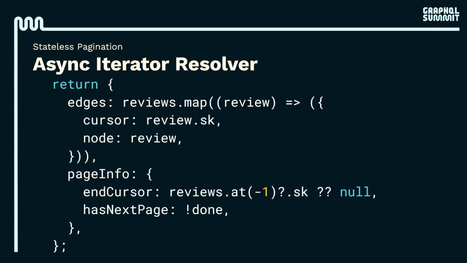And then moving on to the return value, we can see where that's utilized. The edges is just a mapping of our reviews, and the page info stores the cursor for that last element in the array. And then the done Boolean represents if there's a next page or not. So the iterator can actually tell us if there's going to be more iteration or not.